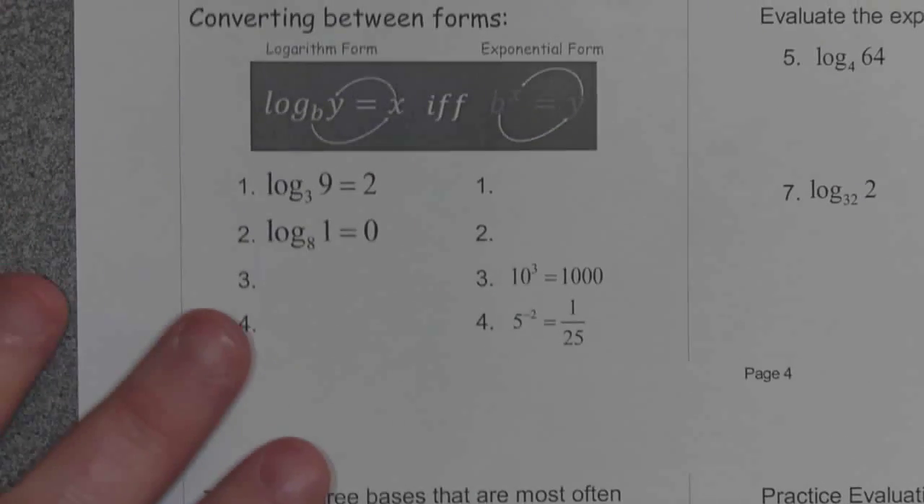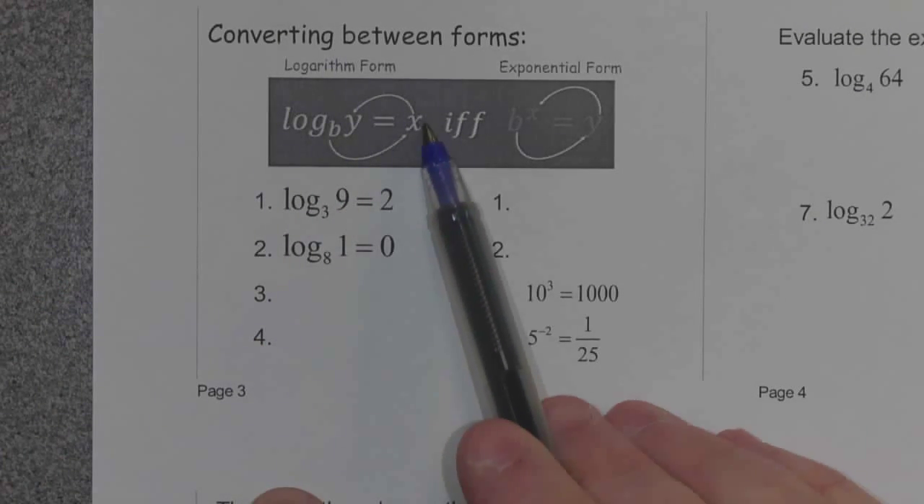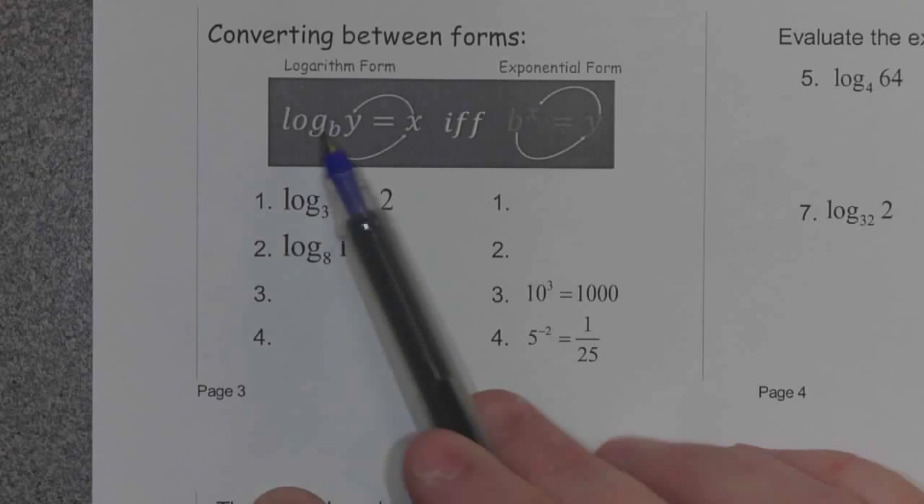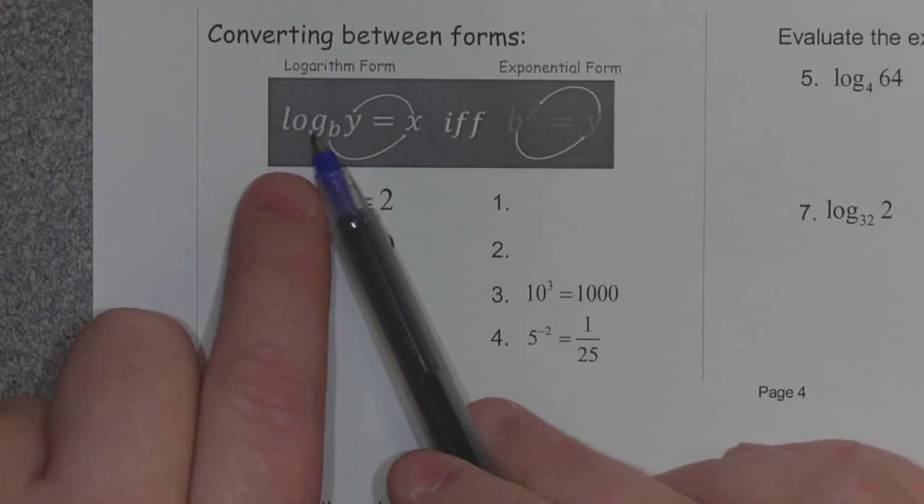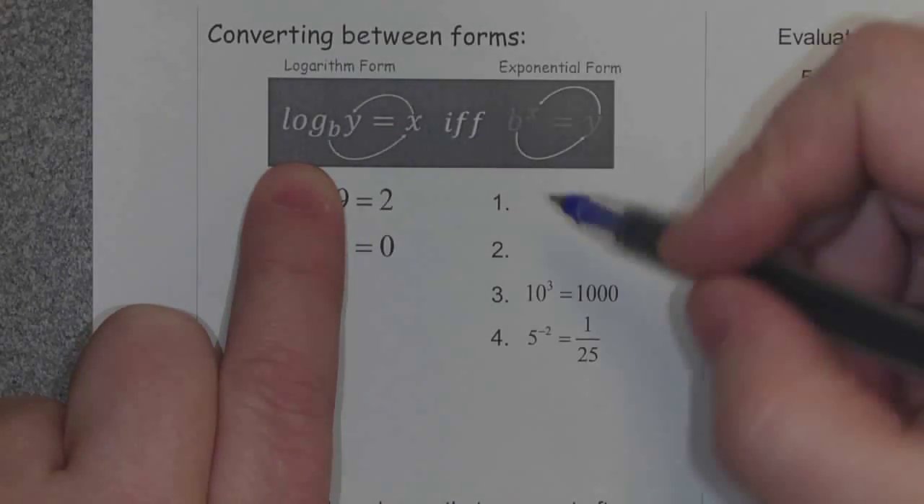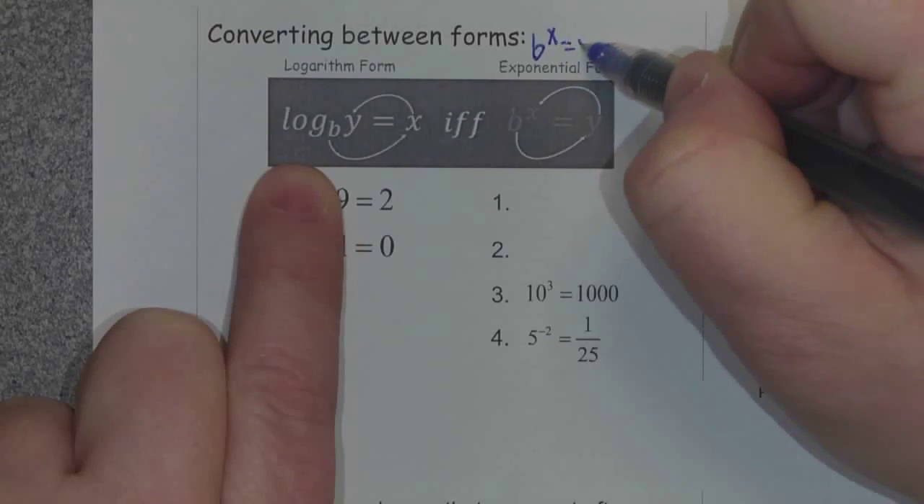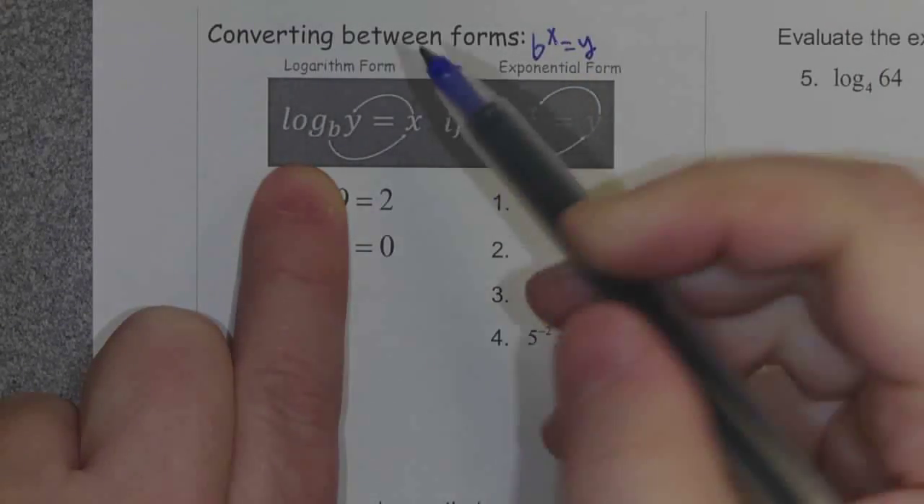So I like to teach what's called the circle method. Do you see how we draw a circle around to remind us what we're doing here? If you have something that's log base b of y equals x, you're going to rewrite it, and this is hard to see over here, but on this side it says b to the x equals y. So let's see how that circle worked.